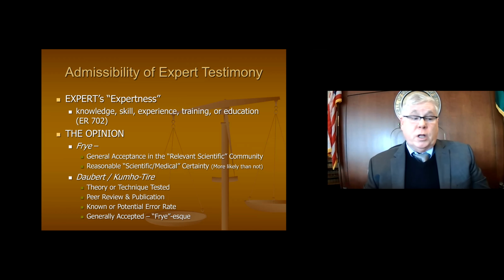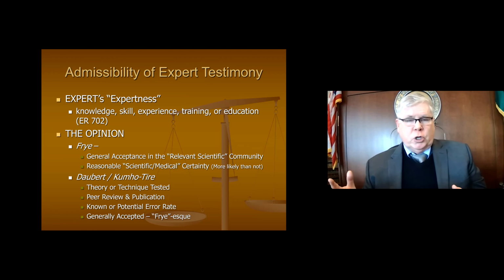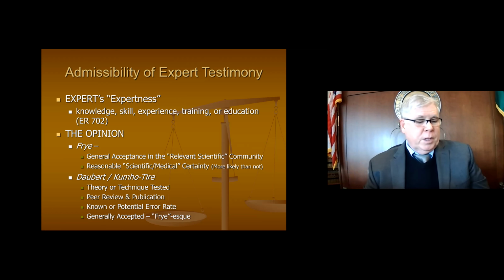That the opinion is based on a theory or a technique that's been tested, that there's been peer review and publication, that there is a known, or at least it's potential to know, what the error rate is of this theory or this opinion being offered. And finally, that it's generally accepted, sort of a Frye-esque. And in those cases, which are the federal cases, the judge has to make a preliminary decision, usually outside the presence of the jury, that the expert witness will be allowed.